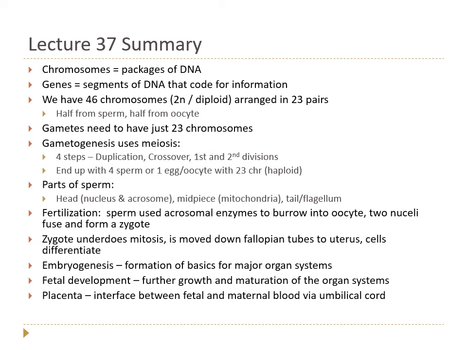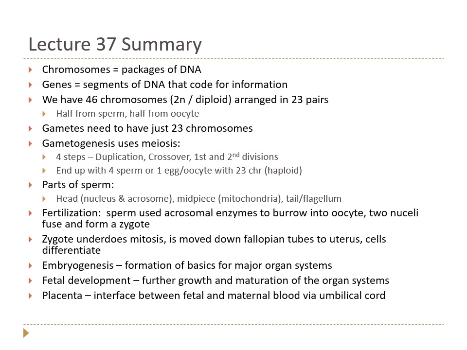For fertilization, the sperm is going to use those acrosomal enzymes to burrow into the oocyte. The nucleus, or pronucleus as it's often called, of the sperm will fuse with the pronucleus of the oocyte, and now we have a brand new cell with a genetic combination never before seen. So we are now a diploid cell with 46 chromosomes, the zygote. That one zygote is going to go on to form all of the cells of the fetus and the placenta and the umbilical cord.